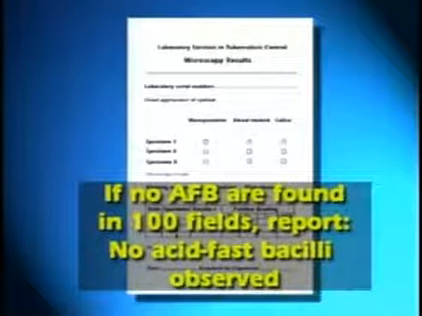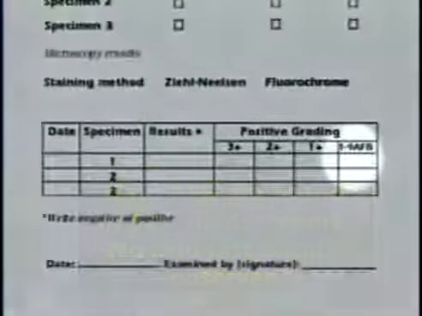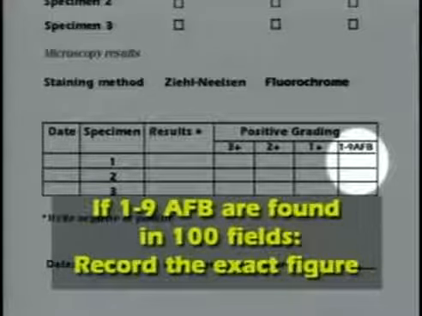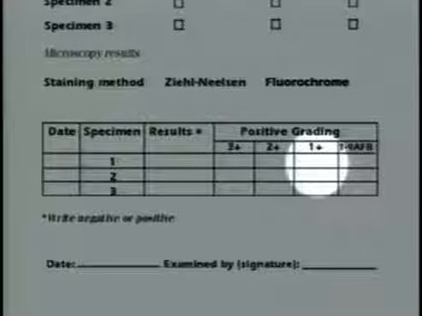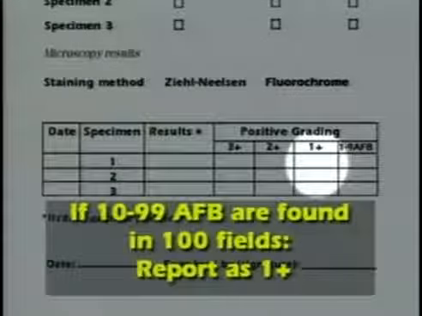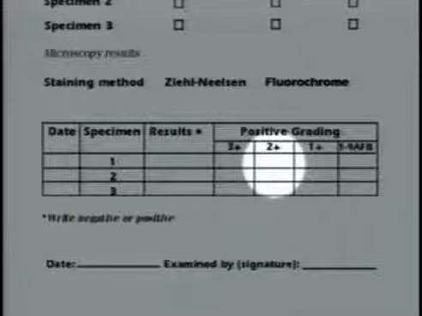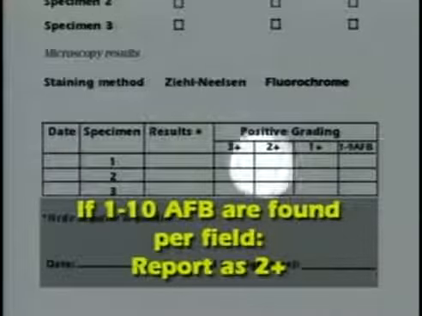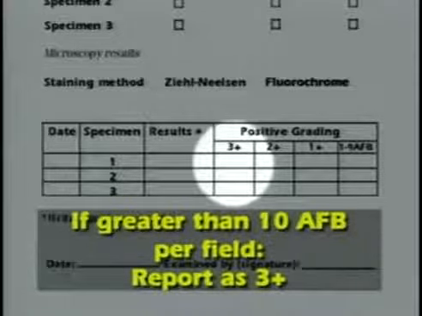If no AFB are found in 100 fields, report no acid-fast bacilli observed. If 1 to 9 are found in 100 fields, record the exact figure. If 10 to 99 AFB are found in 100 fields, report as 1+. If 1 to 10 AFB are found per field, report as 2+. If greater than 10 AFB per field, report as 3+.